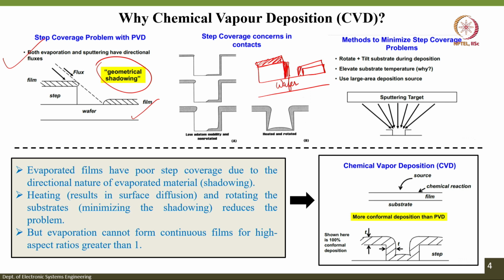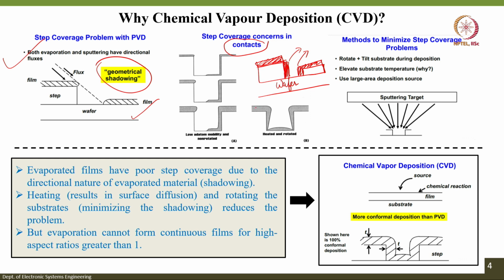When you look into a step-like profile on your wafer surface, due to this directional flux in evaporation and sputtering, the side walls will not be covered uniformly, and that process we call geometrical shadowing. So when you are concerned about a contact where you want to take electrical contact from your substrate, due to this unequal coverage of the thin film in the horizontal and vertical directions, the deposited layer will not be conformal; in other words, the layer formed above your substrate is non-conformal.